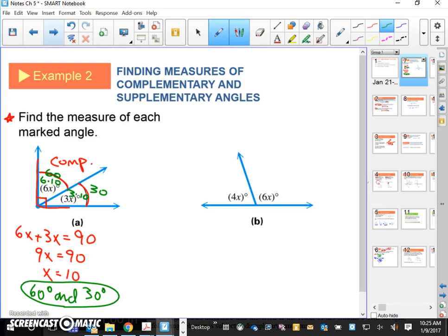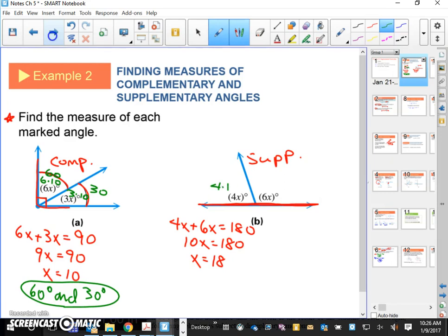So then we look at the second part, part B. We've got a straight angle here, and we know a straight angle makes 180 degrees, and so we're talking about supplementary angles. So 4x and 6x would make 180 this time. 4x and 6x make 180. That means 10x equals 180. Divide by 10, we get x equals 18. And so then we need to find the measures of those angles.